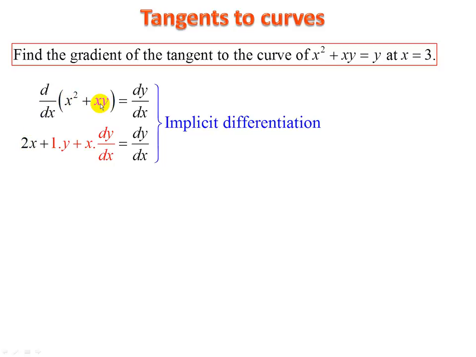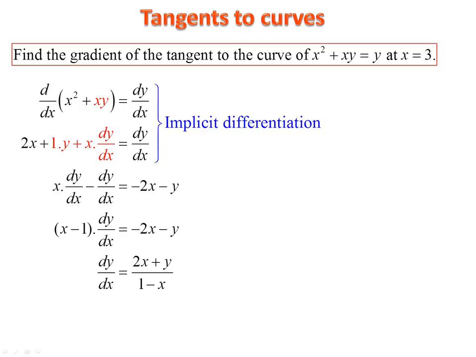Derivative of xy, well, product rule. Derivative of x, 1 times y plus x times derivative of y, dy by dx, equals dy by dx. Collect dy by dx's on one side, take out a common factor, and solve for dy by dx. Now there's our value of dy by dx.